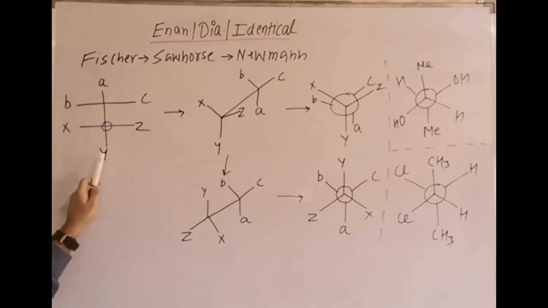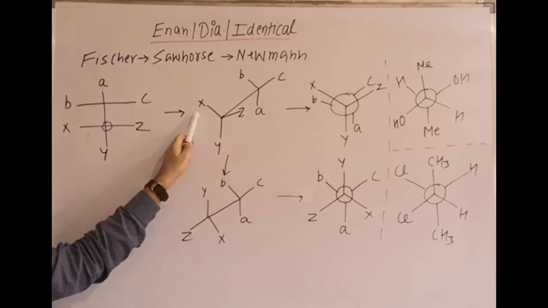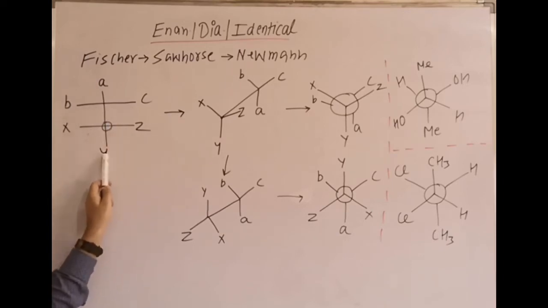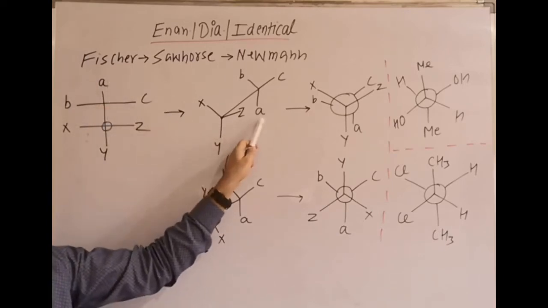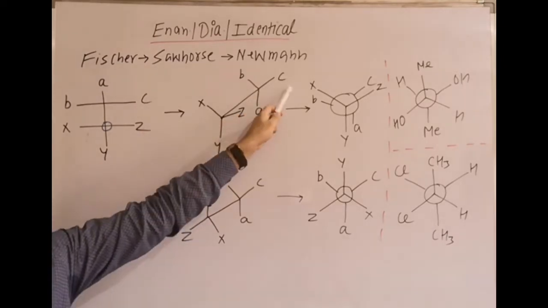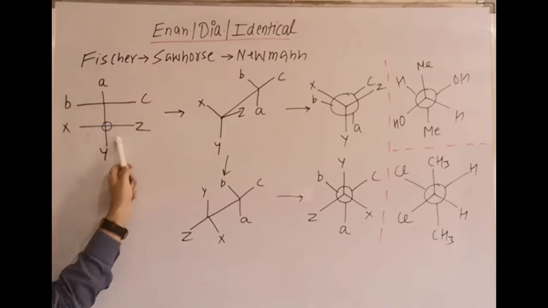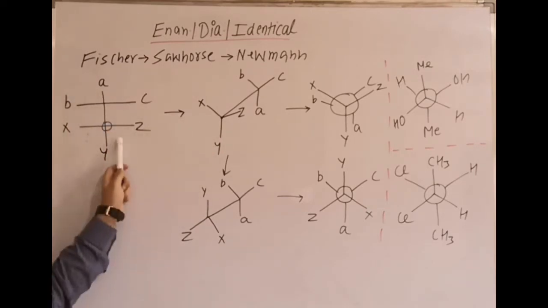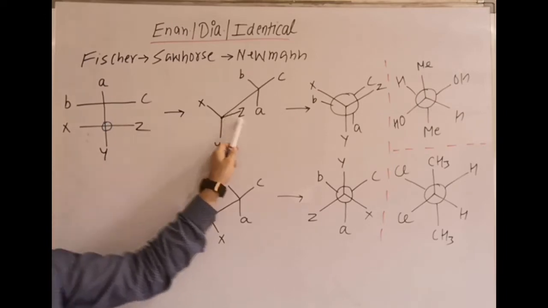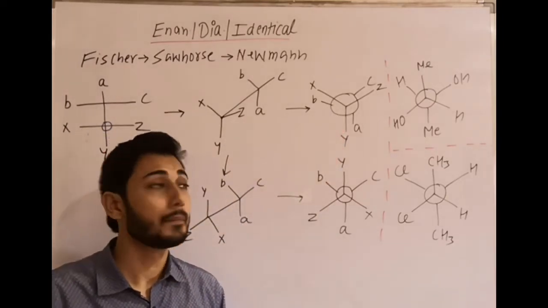So the front carbon is the lower carbon here in the Fischer projection. On this carbon, Y is there, right side Z, left side X, you can see that part. Back carbon, in front of Y exactly A, right side C, left side B. So that is the correct representation of this type of Fischer projection. It is Sawhorse projection.